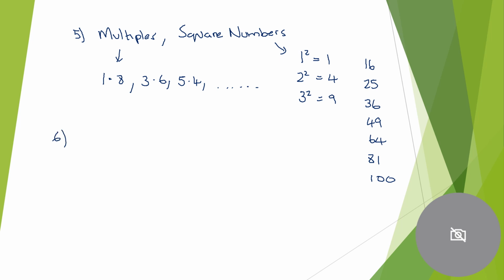Topic 6, bear with. And just calculator work. An ability to use the calculator.